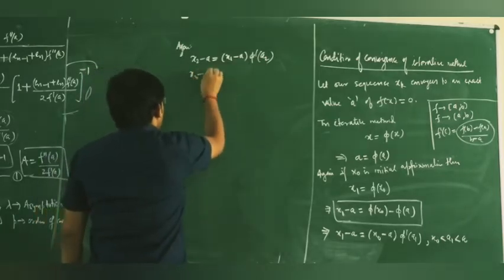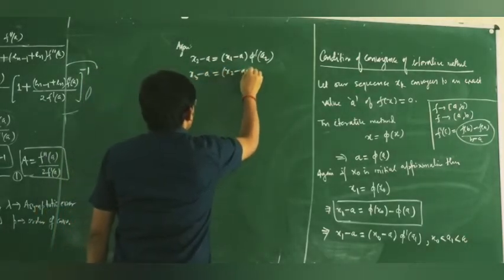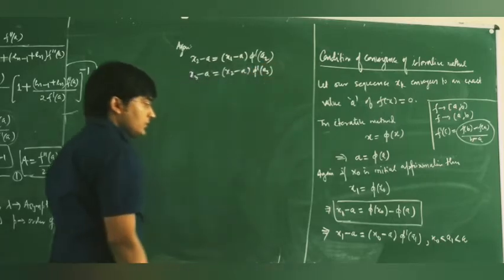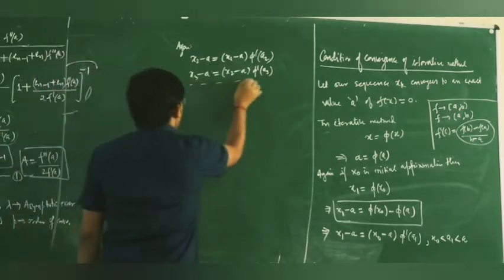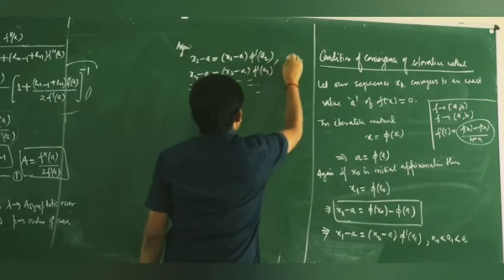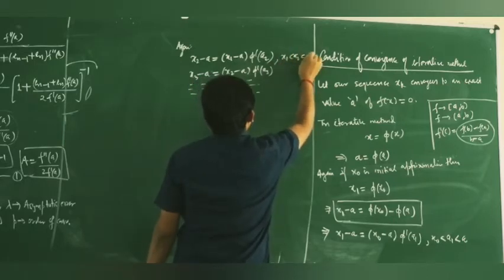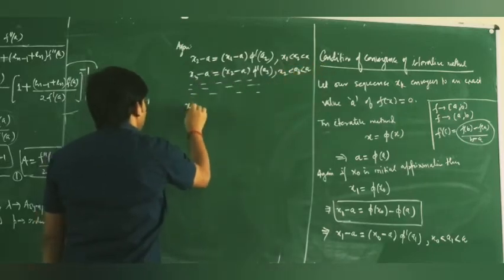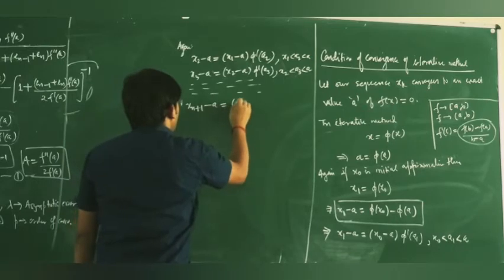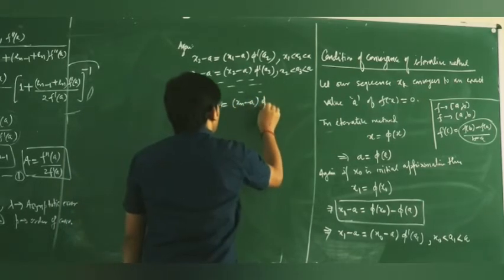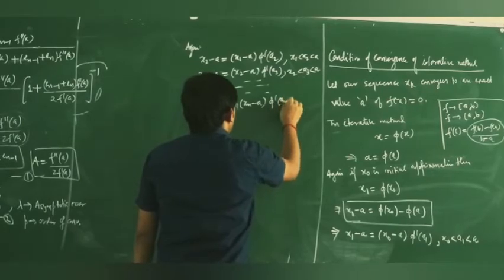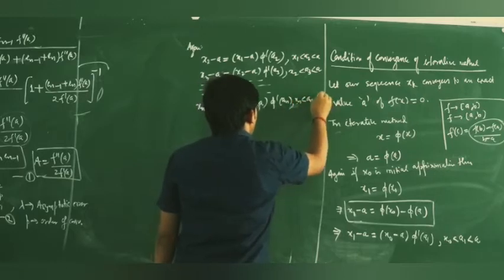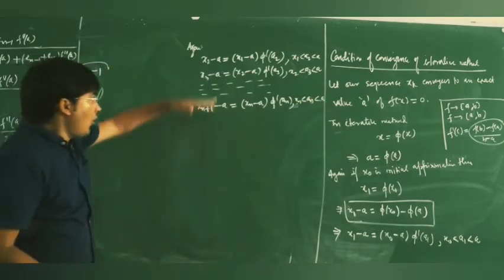Then we will have x3 minus a, that will be x2 minus a into phi dash a3, and similarly a2 is between x1 and a, a3 is between x2 and a. Similarly x(n+1) minus a will be equal to xn minus a into phi dash an, where an is between xn and a. Now let us multiply all these equations.